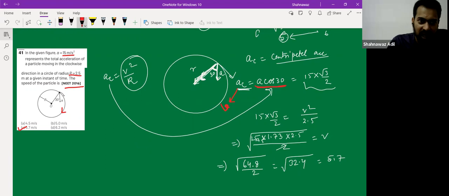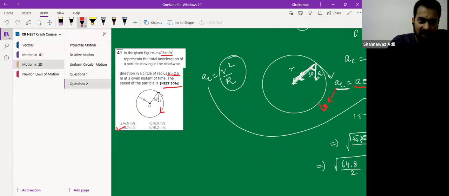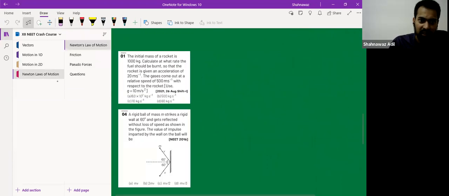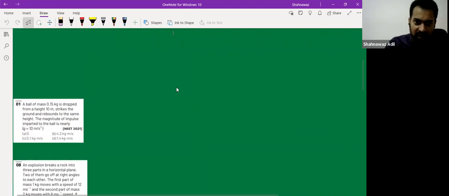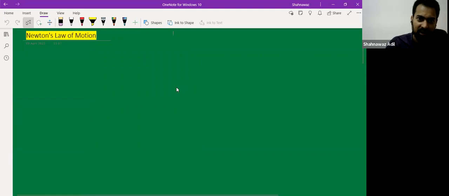Now this chapter is completed, your motion in 2D is completed, and now we will do the fourth chapter, which is Newton's laws of motion. You already know Newton's three laws of motion, so I won't dwell on that in detail. I will just write that part and we will do some calculations. What were Newton's three laws? The first was the law of inertia.